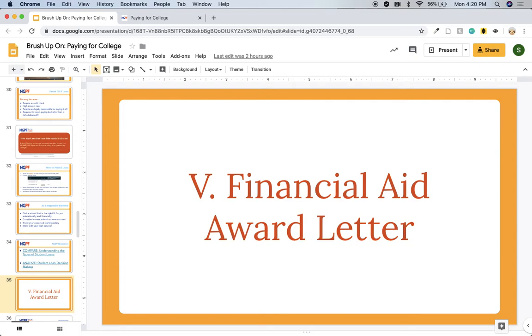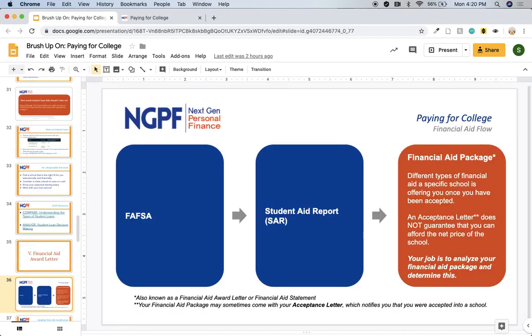All right, let's talk about the financial aid award letter. So by this time, students have submitted their FAFSA, they've gotten their student aid report, they're thinking about the different types of loans that they might be taking out, and finally they have gotten their financial aid package from any school that they have gotten an offer of acceptance from. So obviously, each school is going to be sending students a different financial aid package, and so it's the student's job to carefully analyze every single financial aid package that they get.